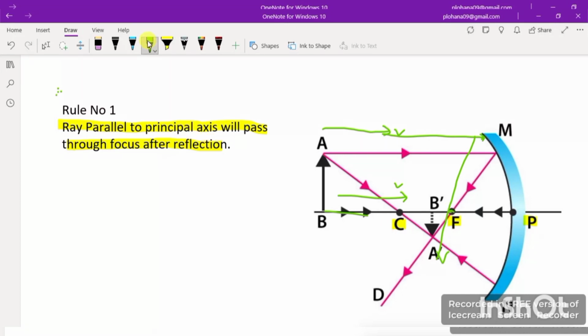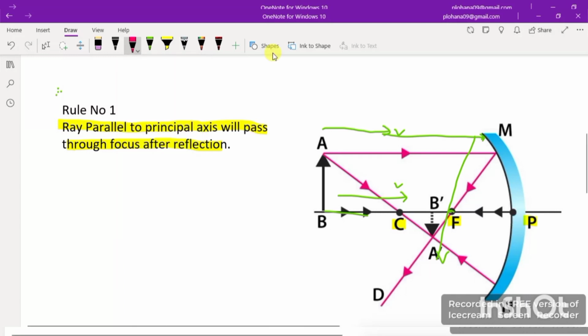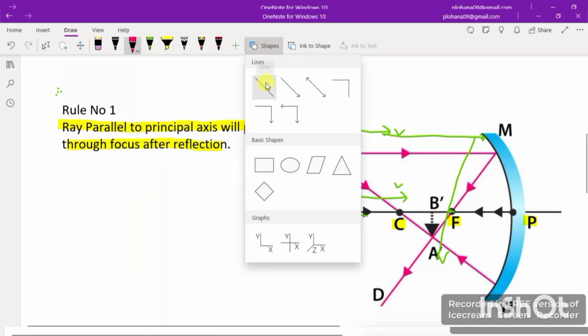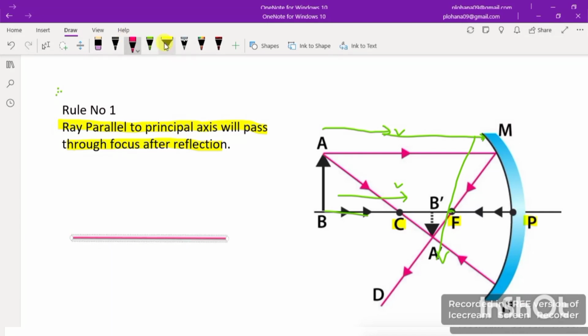Let me make the figure here so that I can make it clearer. Wait, let me make a line. So here is the line. As you can see, I'm just going to plot the points.